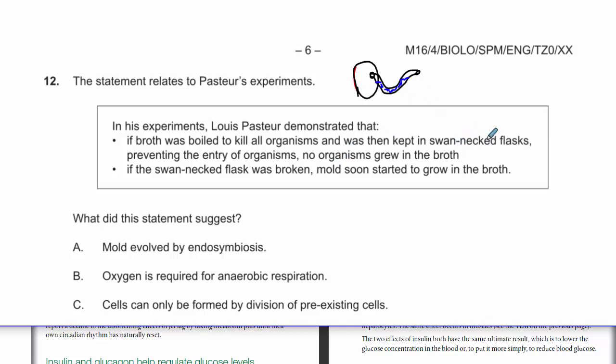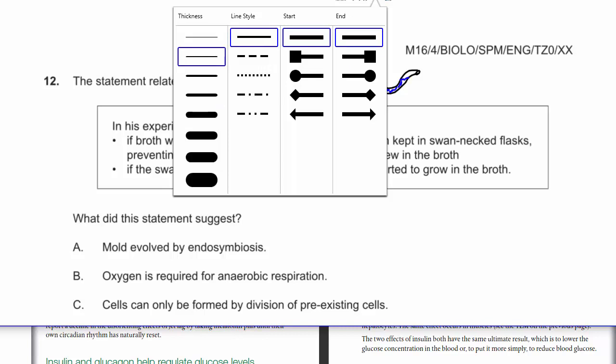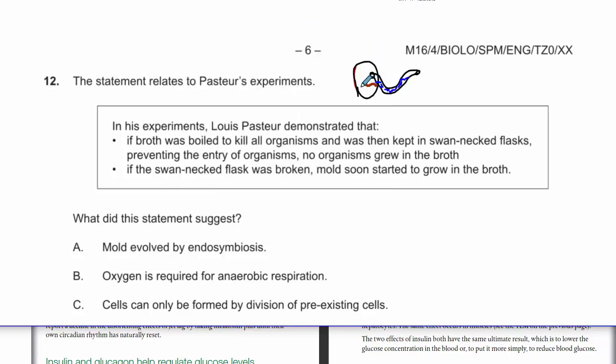So if it was kept in swan-necked flasks, preventing the entry of organisms, no organisms grew in the broth, and the broth was here. Maybe it should be green. I don't know. We need to make it brown. Broth is brown. So there were no organisms growing in the broth in the flask. But if the swan-necked flask was broken, mold soon started to grow in the broth.